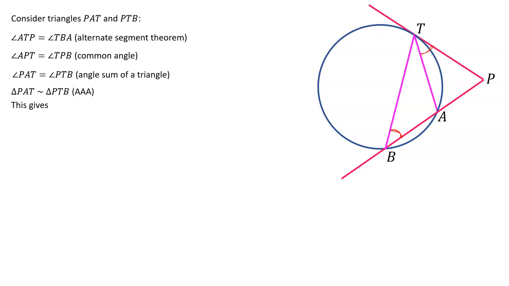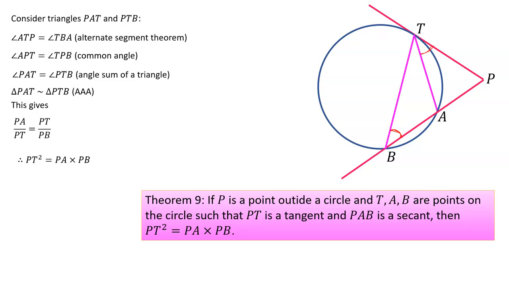From this, knowing that corresponding sides are in the same ratio, we can say that PA over PT is equal to PT over PB. And then cross multiply to get PT squared equals PA times PB. So this length squared equals this times this. And that's our final theorem.